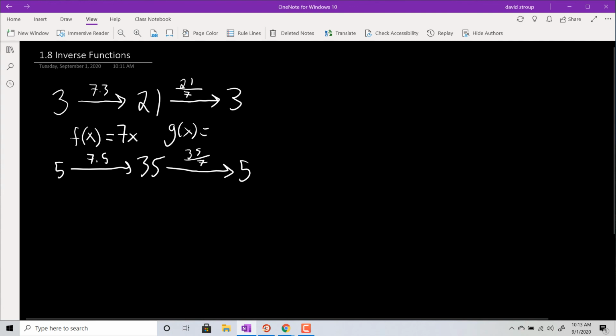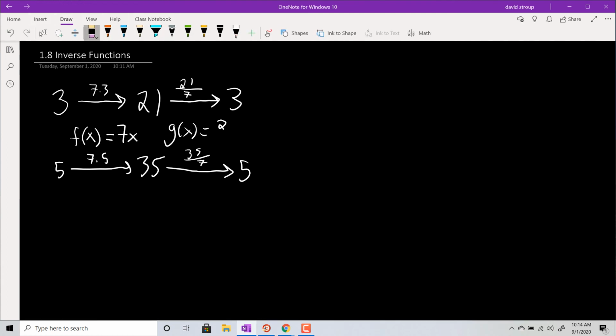Sorry, let me erase that. I've lost my eraser. There it is. What did we do? We took the result, x, I'll call it, and we divided by 7. And these turn out to be inverses of each other. And you could tell because of what they call the cancellation effect. If you put one inside the other, you end up where you started, you end up with x. So the cancellation effect.